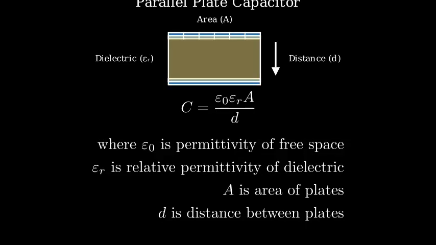Let's examine how each factor affects the capacitance. If we increase the area of the plates, the capacitance increases proportionally. If we increase the distance between the plates, the capacitance decreases. And if we use a dielectric material with a higher relative permittivity, the capacitance increases.